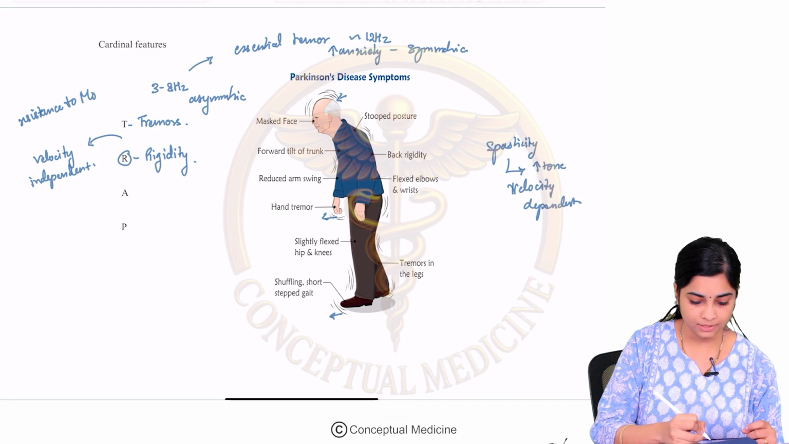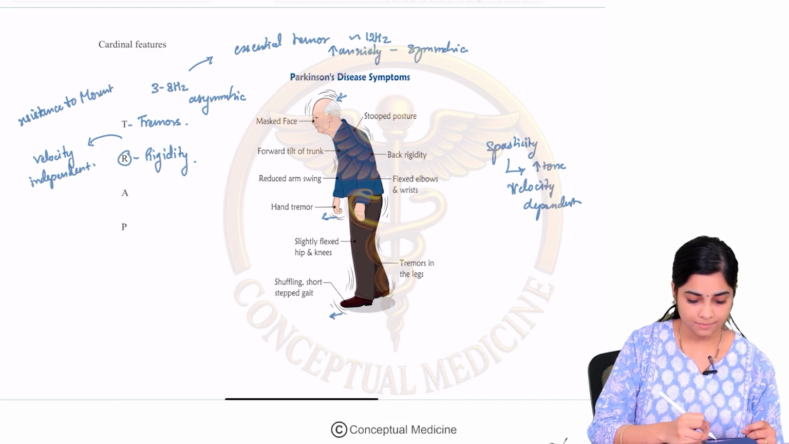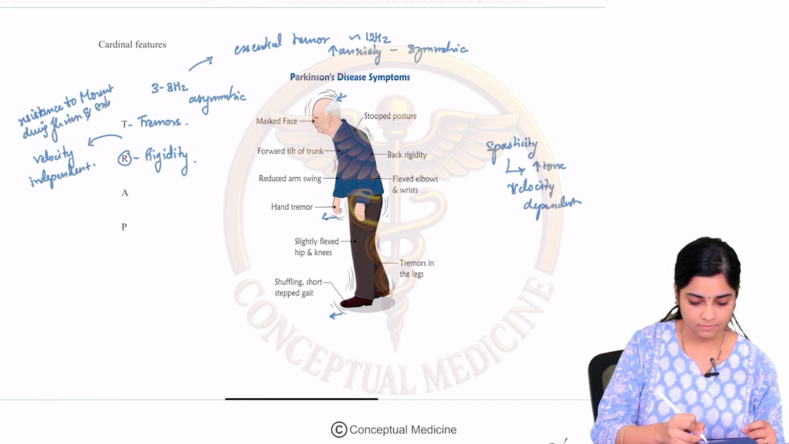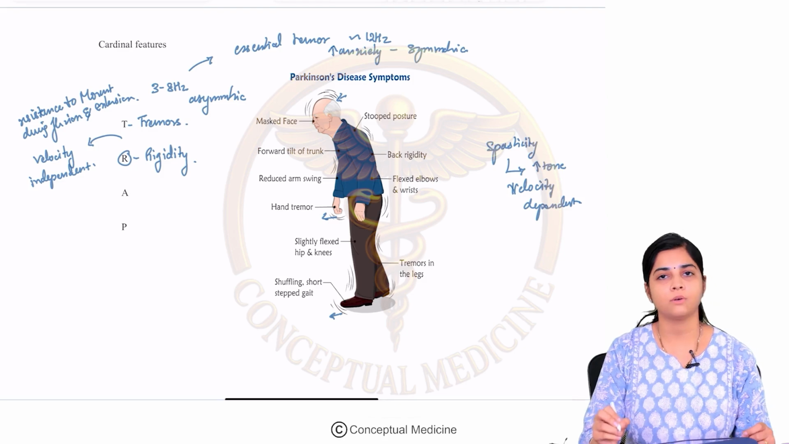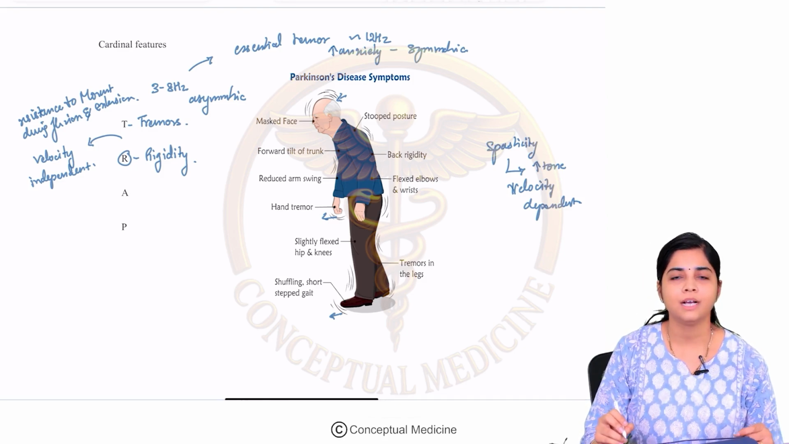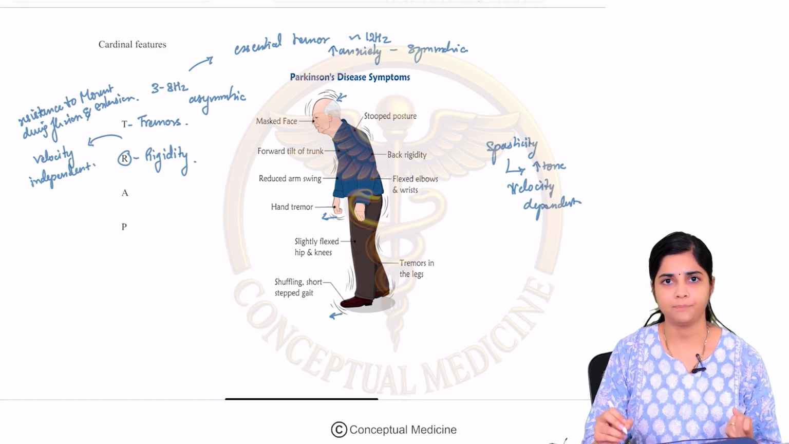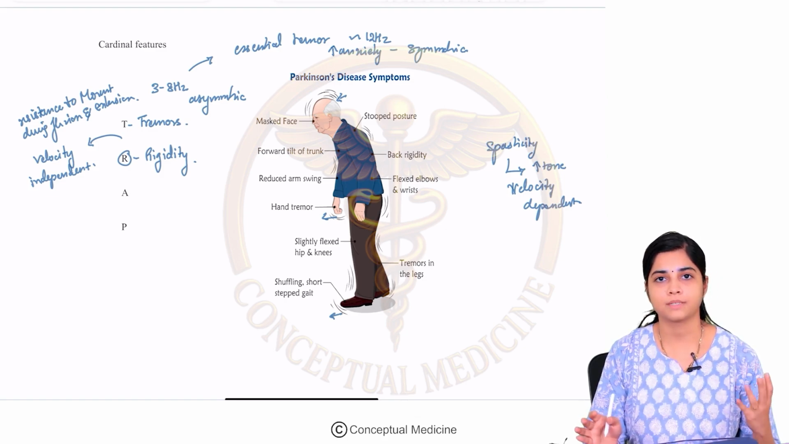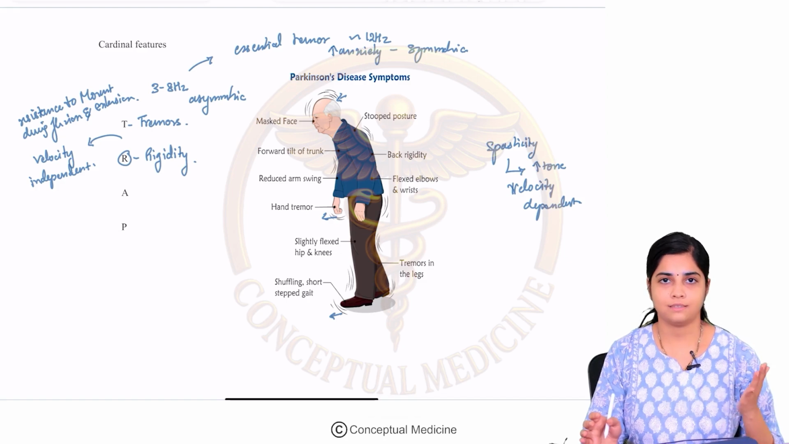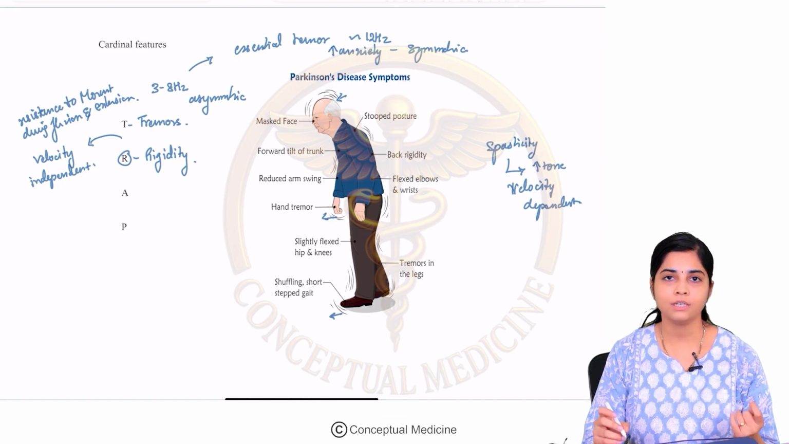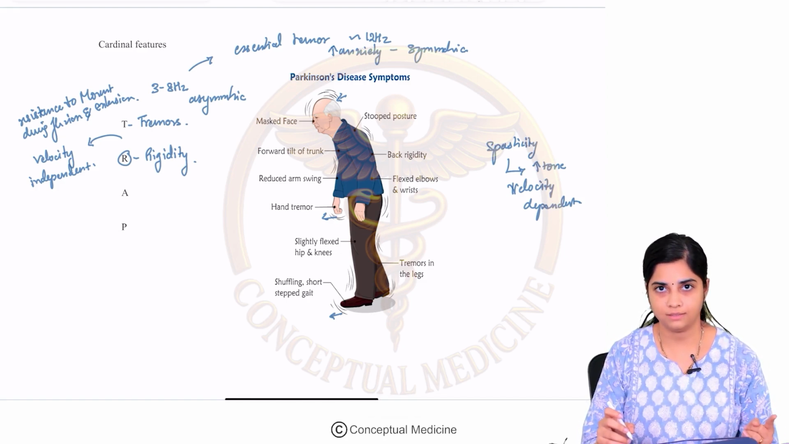The resistance to movement is present during both flexion and extension. So in Parkinson's disease also you will have increased tone, and this is predominantly a rigidity which is not velocity dependent. It is more so in the muscles of your axial system. So that is your rigidity in Parkinson's disease.